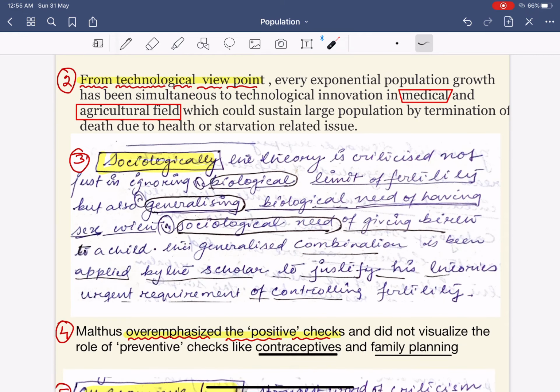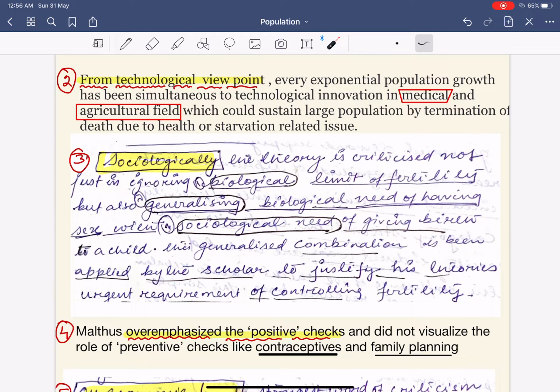Next, sociologically, the theory was criticized because, first of all, it ignored the biological limit of fertility. Now, what does this word fertility mean? Fertility is nothing but the reproductive capacity of women. What I mean to say is that up to a certain age they can reproduce, and beyond that they cannot reproduce. And Malthus never took that into context. Malthus said that women will keep on producing. Now, that doesn't happen. This is number one.